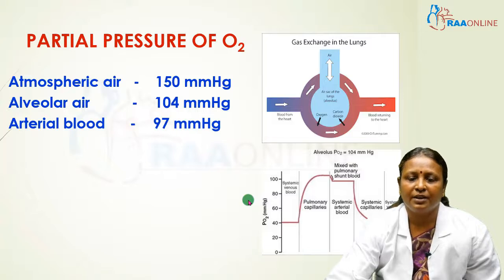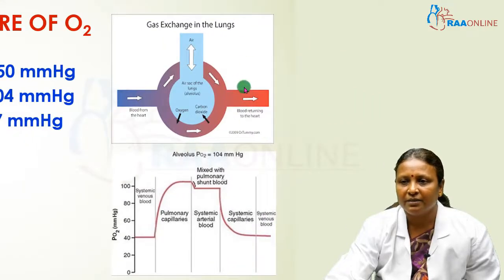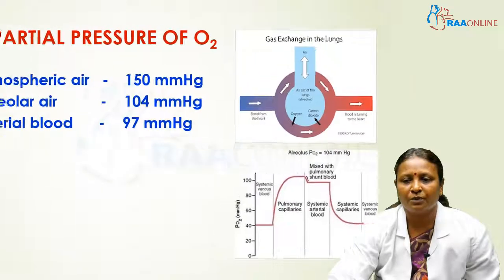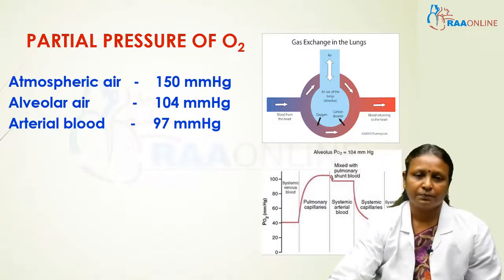Then as the blood is leaving the pulmonary circulation, after the gas exchange has occurred, in the pulmonary capillaries it is around 104, but as it enters into the heart, there is a drop in the partial pressure of oxygen. The arterial blood, which is pumped out of the heart, has a partial pressure of oxygen of just 97 millimeters of mercury. This is because of the physiological shunt, which I will be explaining to you now.